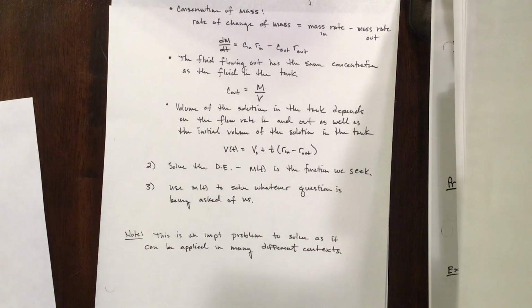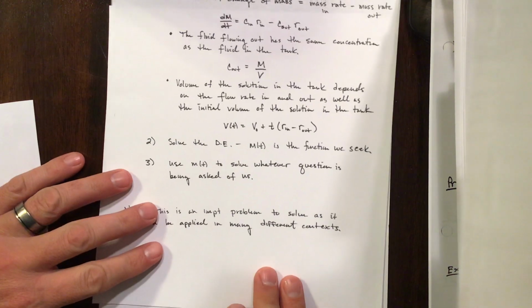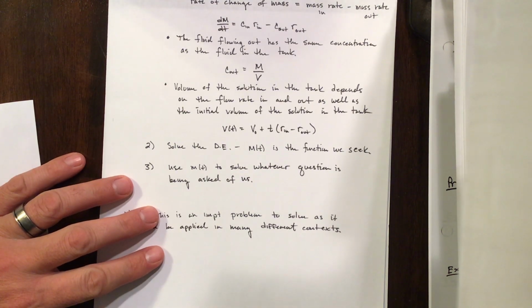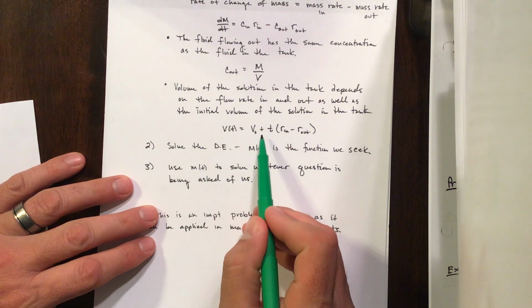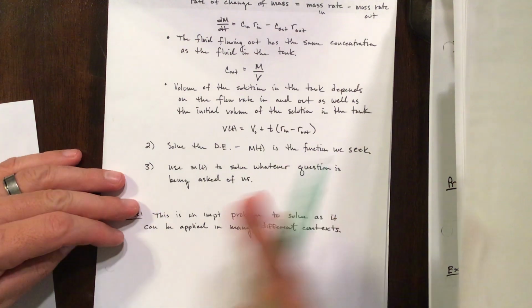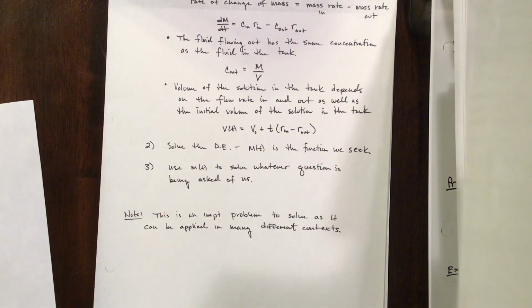The volume of the solution in the tank depends on a couple things: the flow rate in and the flow rate out, as well as the initial volume of the solution in the tank. So the volume of fluid in the tank is going to be the initial amount plus t times the rate at which it goes in minus the rate at which it goes out.